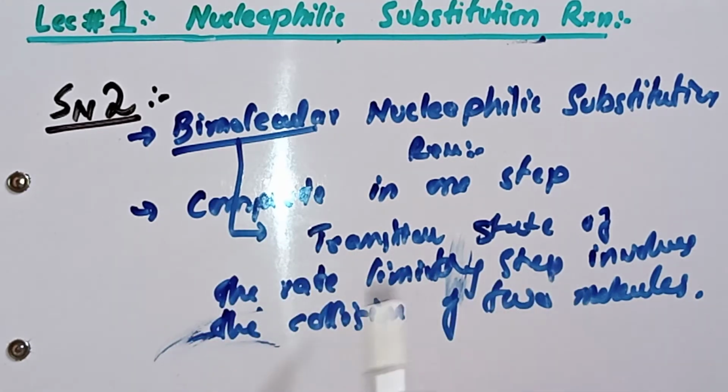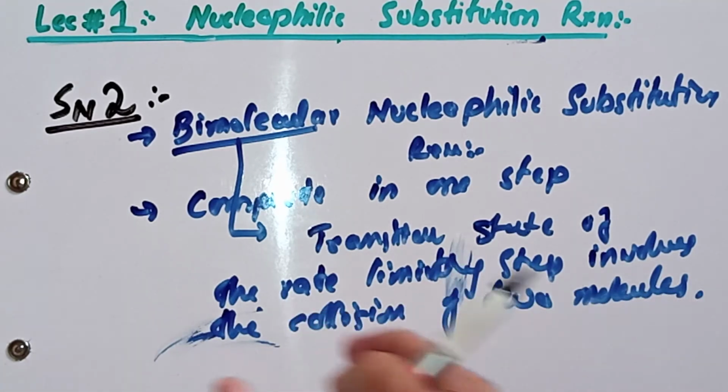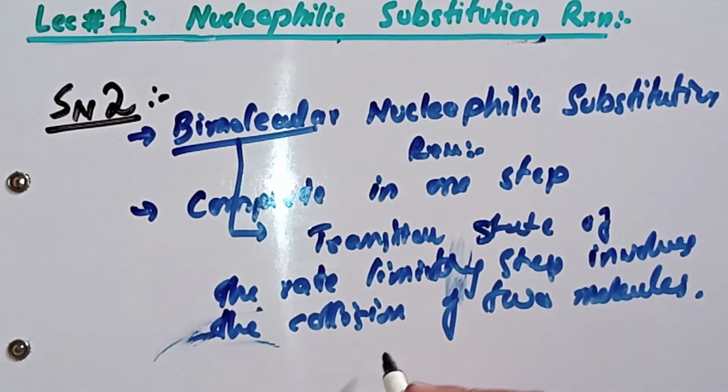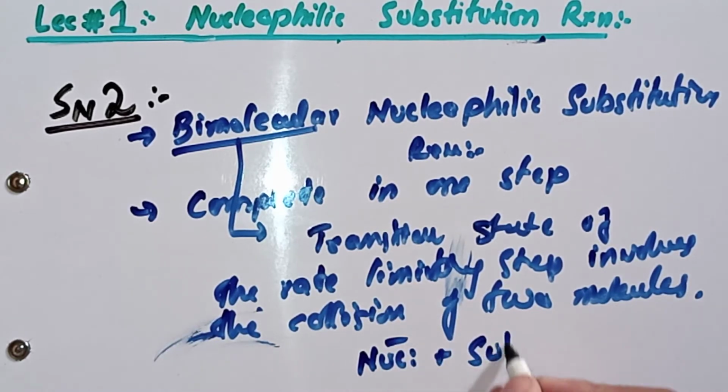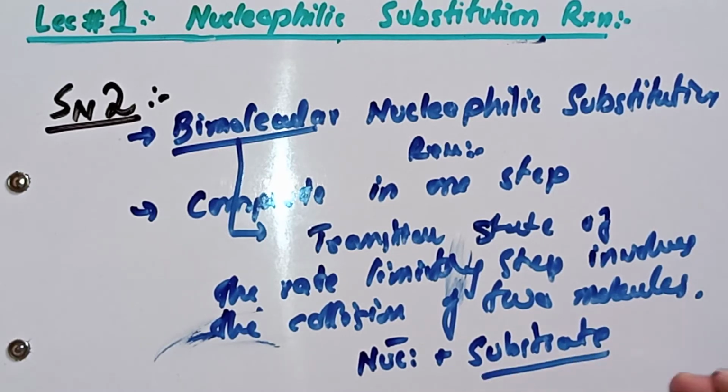Bimolecular means the transition state of the rate limiting step involves the collision of two molecules. Meaning in the reactant, there will be two reactants used. Like I already told you, one will be the nucleophile and one will be the substrate. So when one substrate contains one leaving group or one halide group, this halide group will be removed, or this halide group will be substituted by this nucleophile.